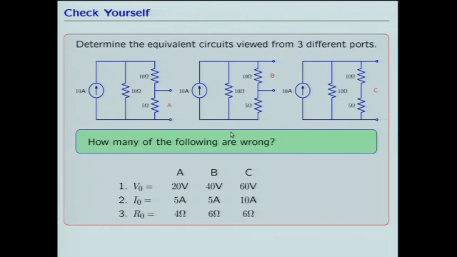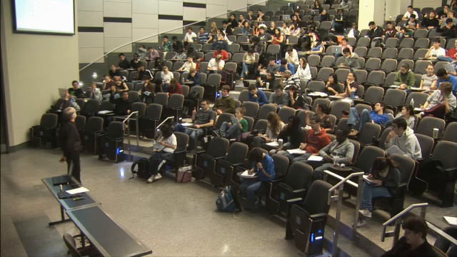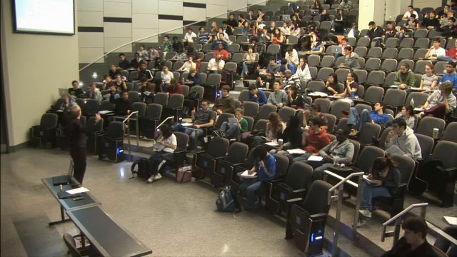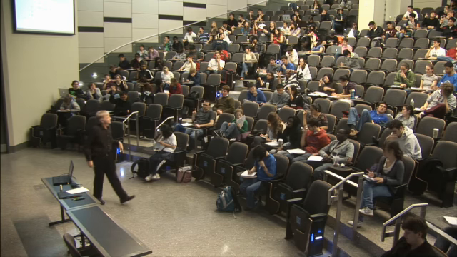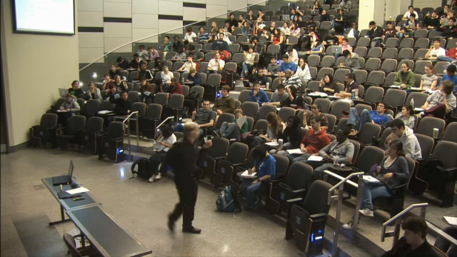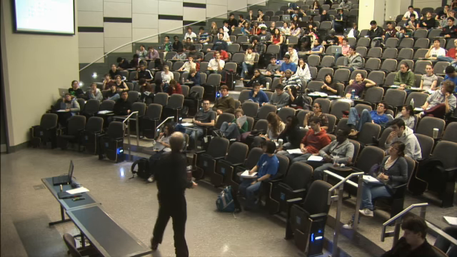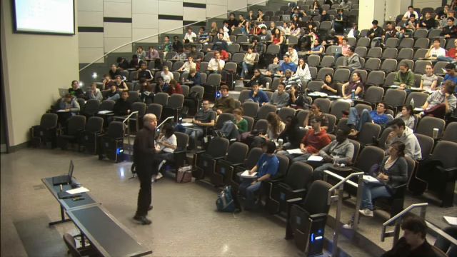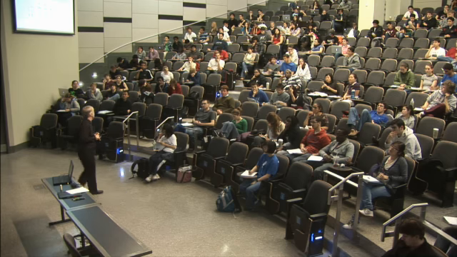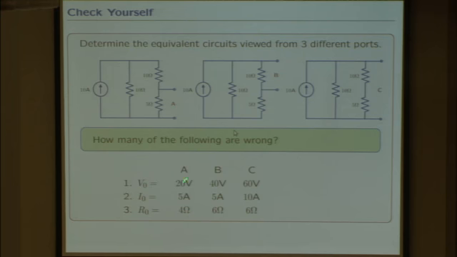So how many errors are in the table? About 50% correct again. So which entry don't you like? 2B, that's exactly right. So 2B is wrong. How do I figure out 1A? How do I figure out V naught for the A circuit?